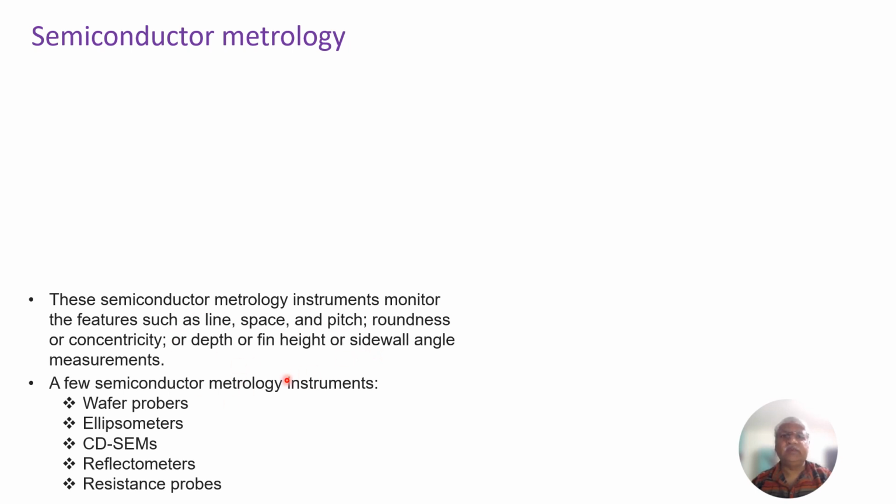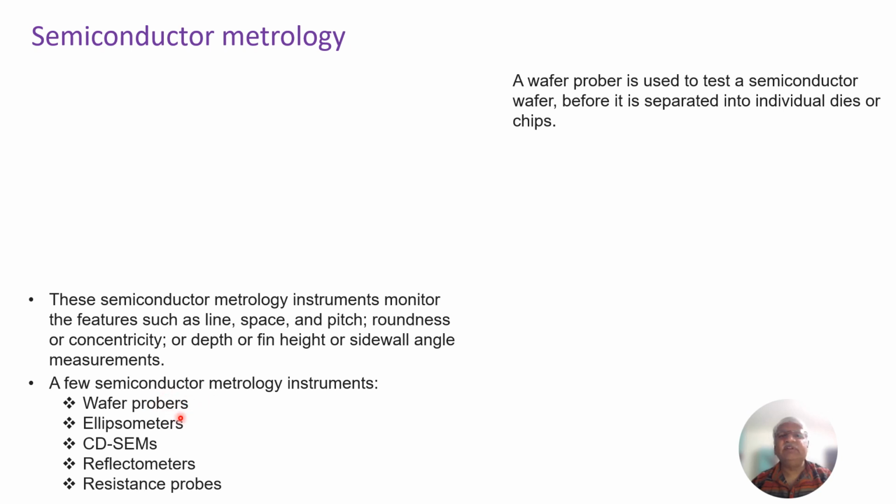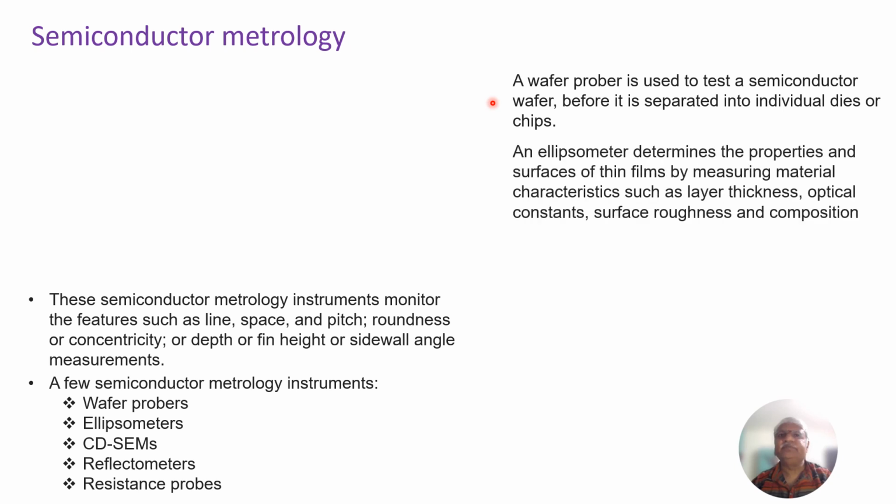How do they do that? For that they employ different instruments. Most of the important ones are wafer probers, ellipsometers, CD SEMs, reflectometers, etc. And here I'll briefly discuss a few of them. Here a wafer prober is used to test a semiconductor wafer before it is separated into individual dies.